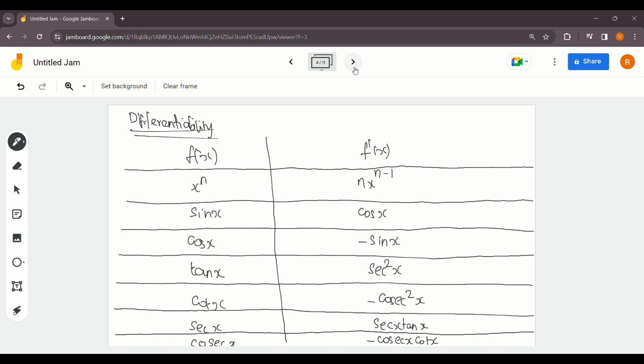So f of x, f dash of x. First is x power n. That is a simple thing. So differentiation of x power n is n x power n minus 1. You can also derive all these things.